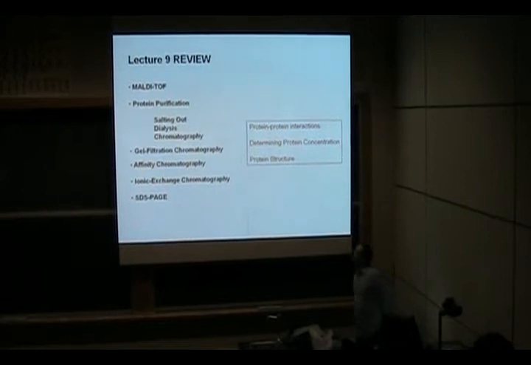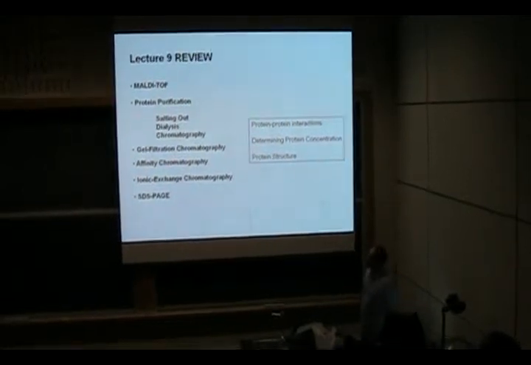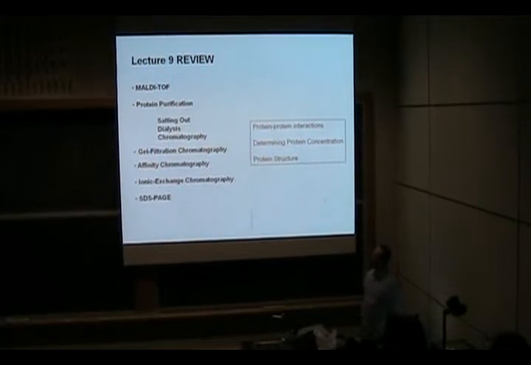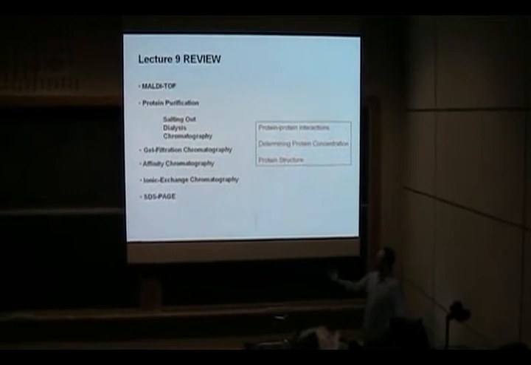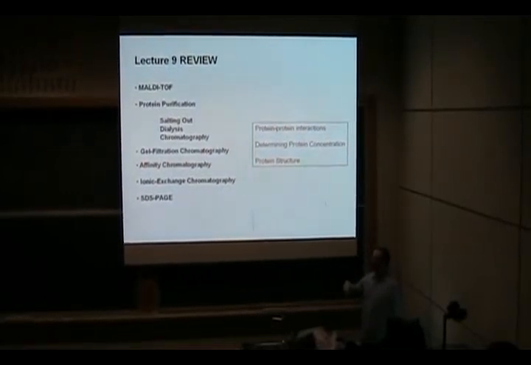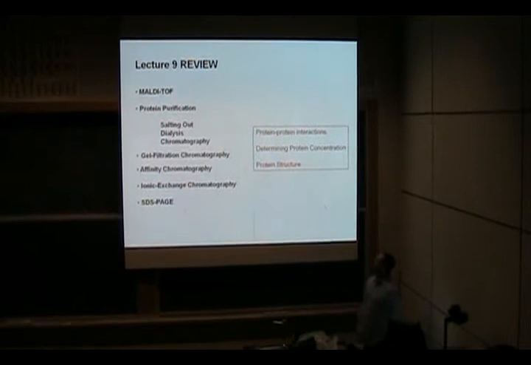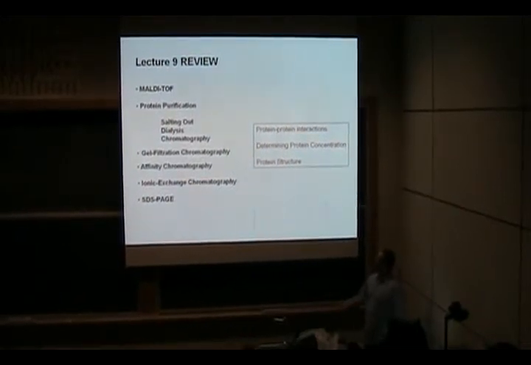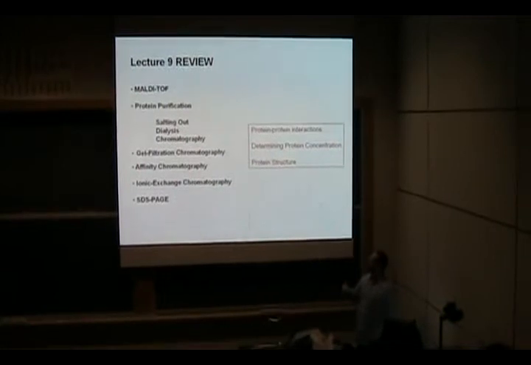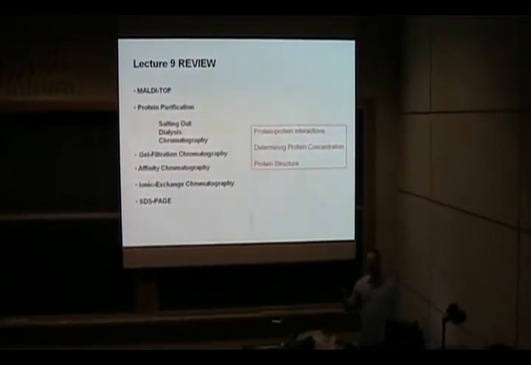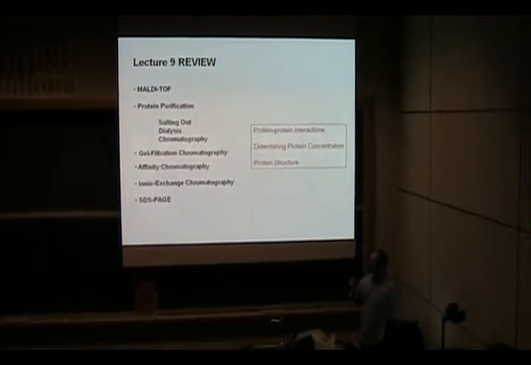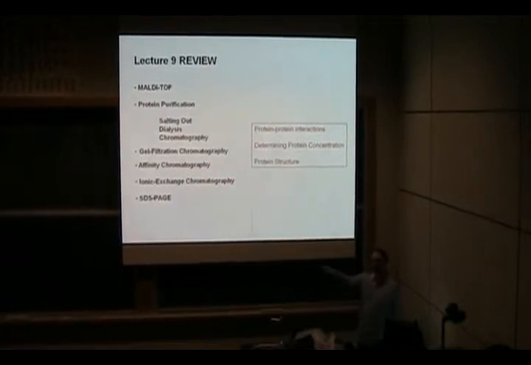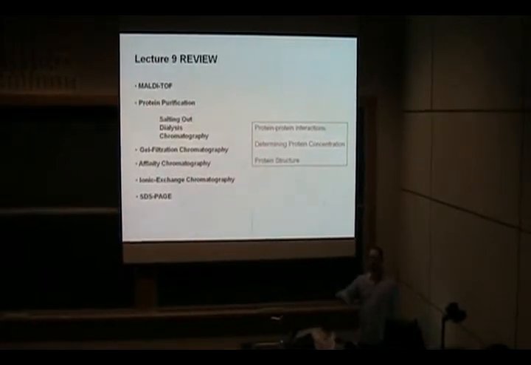Okay, so last week in lecture, we talked a little bit about MALDI-TOF, a mass spec technique that you can use to identify proteins. That'll come into play a little bit today. We talked a lot about protein purification, salting out, dialysis, and the 3 types of chromatography you need to know: gel filtration, affinity, and ion exchange. You should know what the elution profiles would look like when you elute your protein off the column.